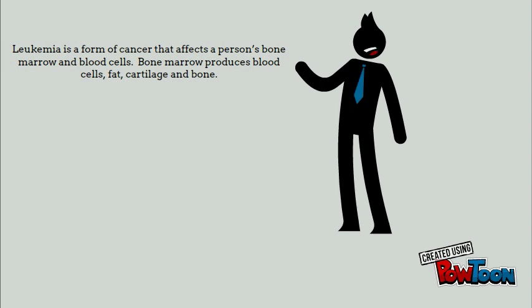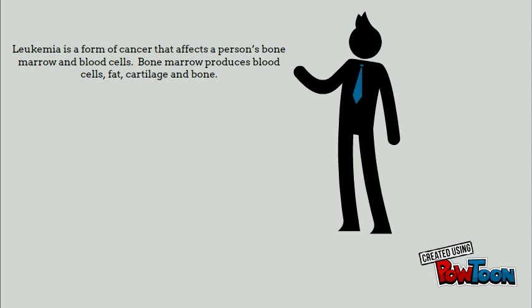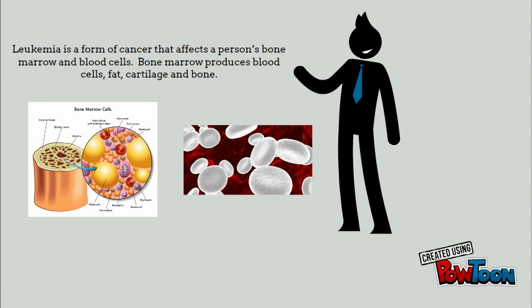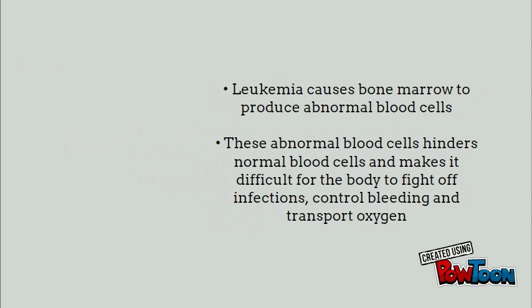Leukemia is a form of cancer that affects a person's bone marrow and blood cells. Bone marrow produces blood cells, fat, cartilage, and bone. Leukemia causes bone marrow to produce abnormal blood cells. These abnormal blood cells hinder normal blood cells and make it difficult for the body to fight off infections, control bleeding, and transport oxygen.